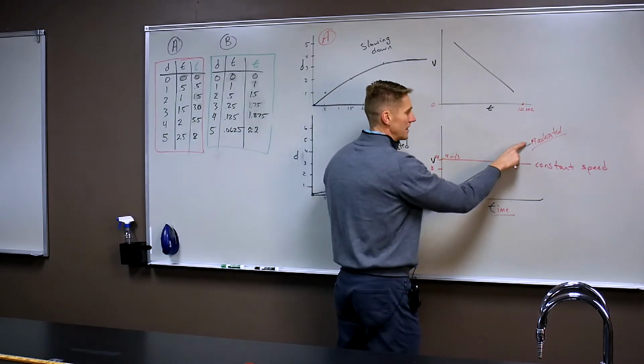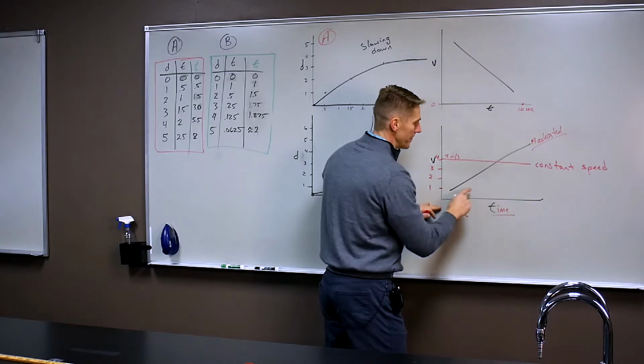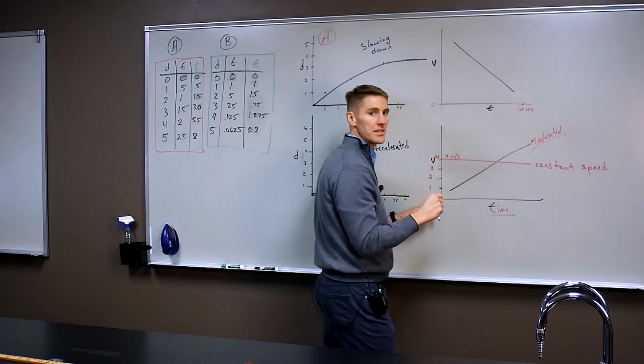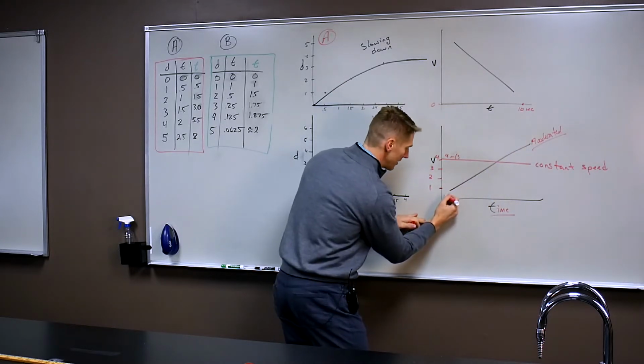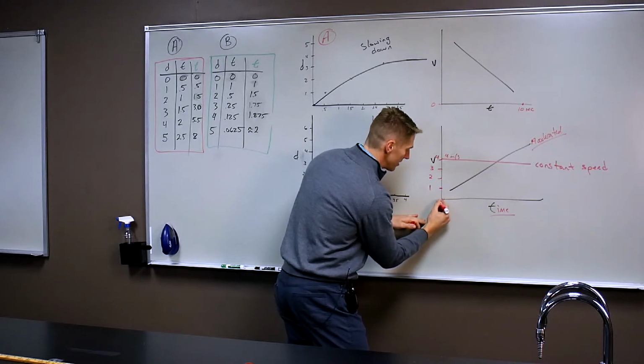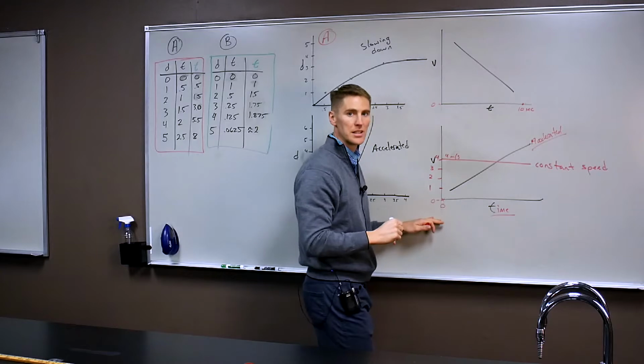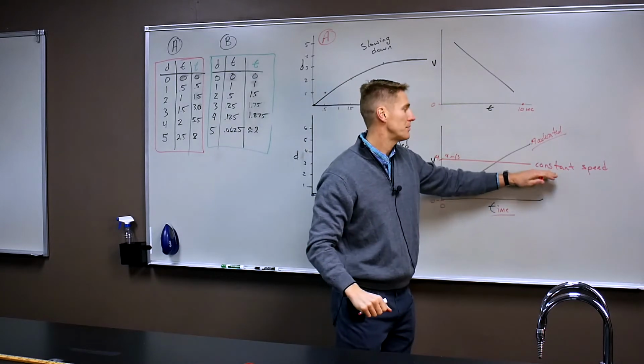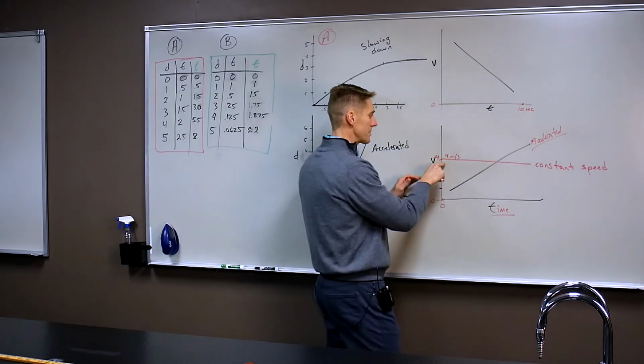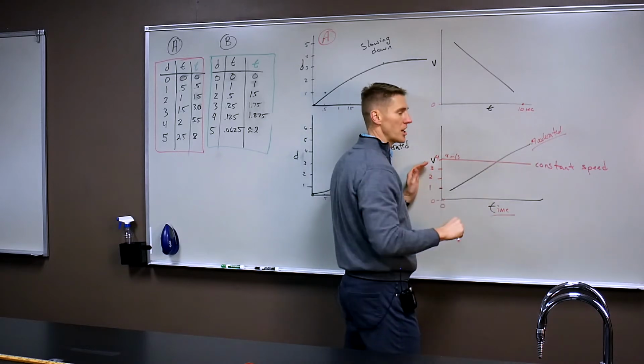All right? For data set B, for an accelerated motion, what do we have? This black line here, over time, my speed is increasing. So if this started down here, at time 0, I had a speed of 0. But over time, my speed is increasing. And constant speed would look like this. Over time, my speed is unchanging.